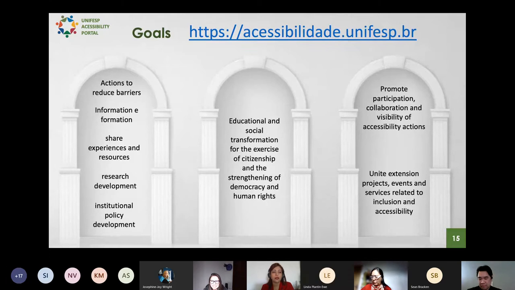Based on these goals and in line with the policy, the team of researchers involved in the design of the accessibility portal established some objectives, which are assessed by an evaluation system that was developed by this group of researchers, which Leandro, Maria, Carmen, Isabella and I are part of.